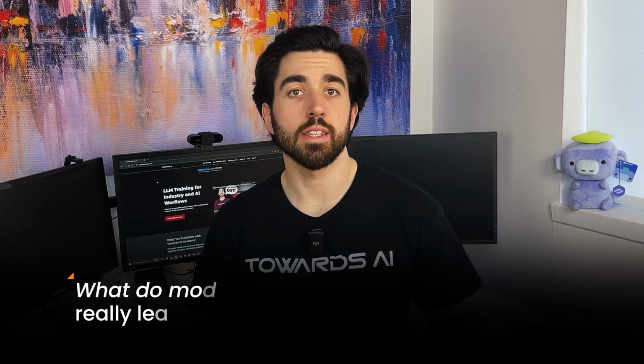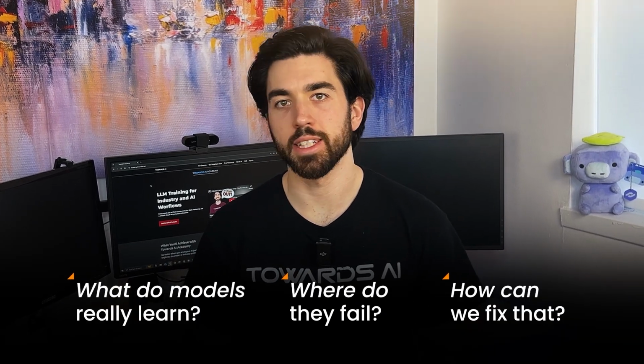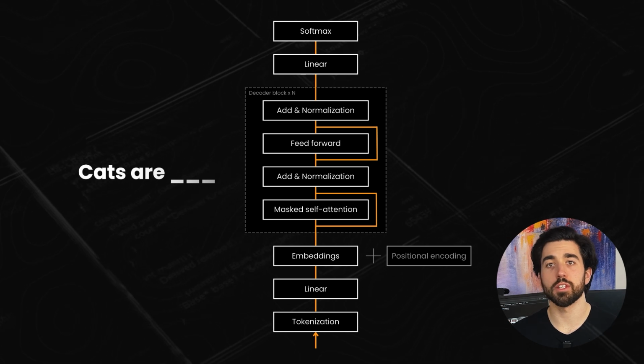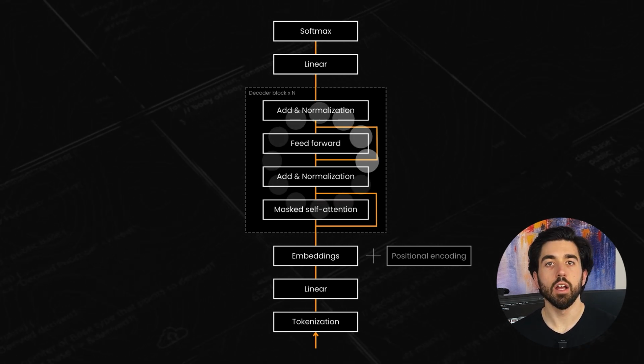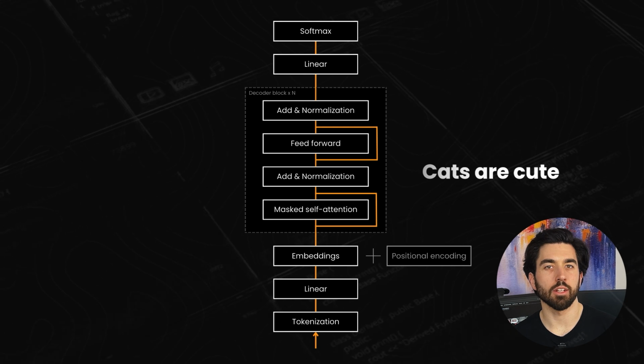LLMs are not plug-and-play geniuses. They often need extra work to be practical in real-world applications. Now, let's take a closer look at what these models actually learn, where they fail, and what we can do about it. We've seen that transformers spend their entire training cycle obsessively predicting the next token. But what precisely is being learned?